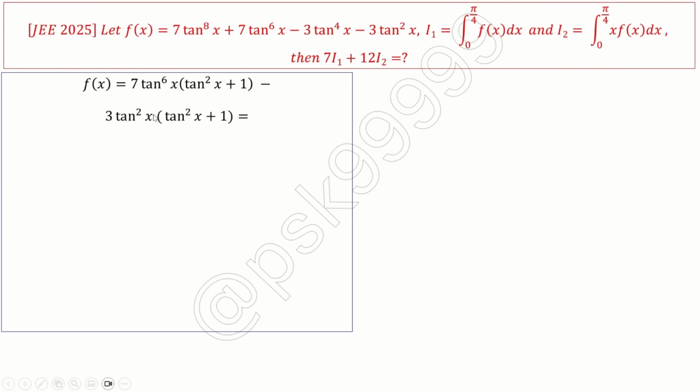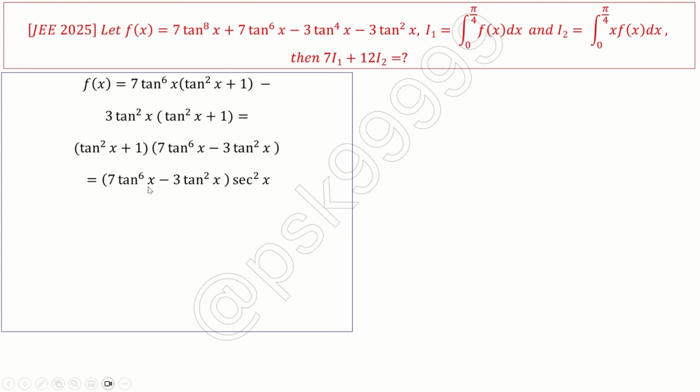So f of x is nothing but this, which is given. I am taking from the first, where 7 is there, 7 tan to the power of 6x as common, so tan square x plus 1. From here I am taking minus 3 tan square x, so tan square x plus 1 again. This is nothing but secant square, we know. So this is tan square x plus 1 into 7 tan to the power of 6x minus 3 tan square x, or basically secant square x. This is my f of x, which is simple.